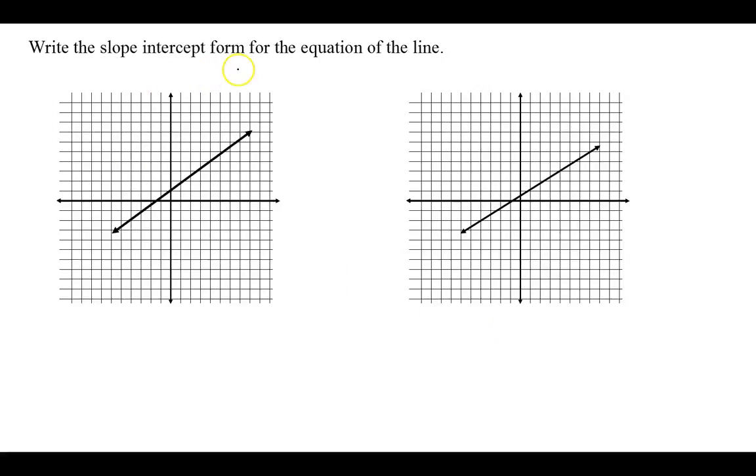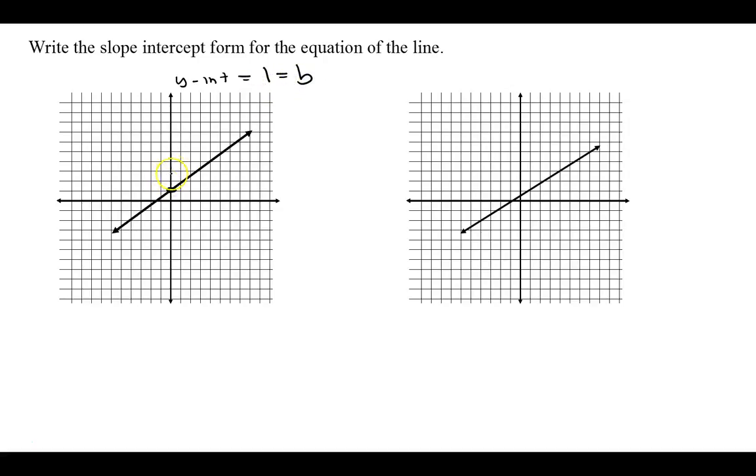Write the slope-intercept form for the equation of the line, and all you're given is the graph of the line. And so what we're going to need then is to identify where it crosses the y-axis and then also identify the slope. And so we're going to assume that this guy crosses the y-axis at 1. That's called the y-intercept, and we call that b.